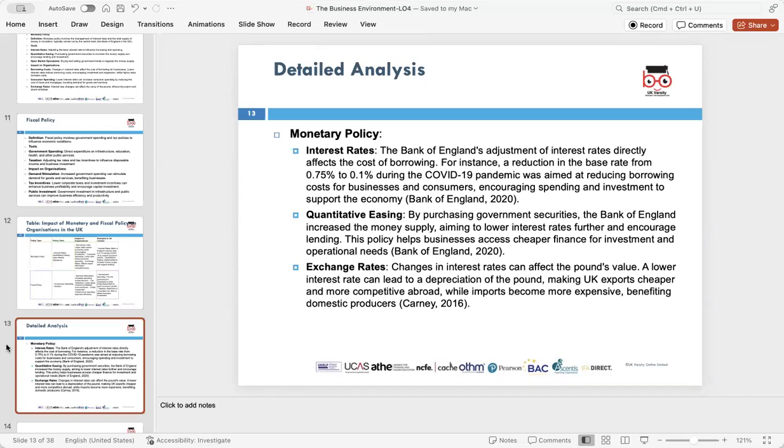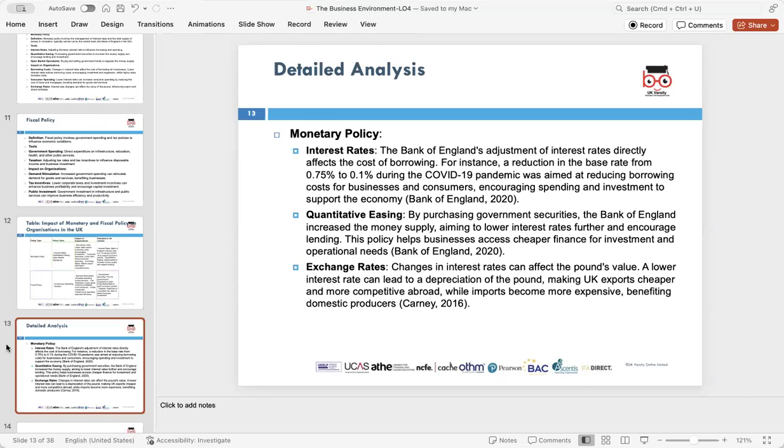Quantitative easing is another tool used by the Bank of England to manage the money supply and economic activity. By purchasing government securities, the central bank increases the money supply, which helps to lower interest rates further and encourages lending. This policy provides businesses with access to cheaper finance, which can be used for investment and operational needs.